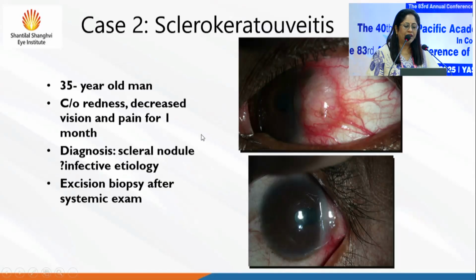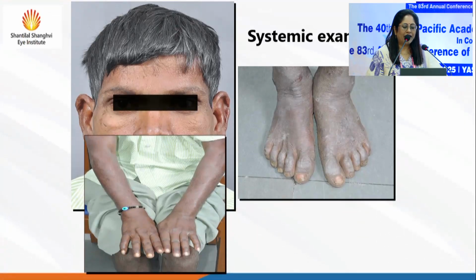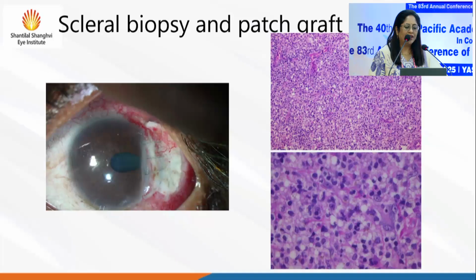So for us, the top diagnosis was infection. And when we examined the patient systemically, we could see that he had a depressed nasal bridge, thickened ear pinna, and a very dry appearance. He also had some trophic ulcers. So we were dealing with a patient with Hansen's, and since we also had to repair the tissue because it was communicating with the anterior chamber, we planned for excision biopsy with a patch graft.